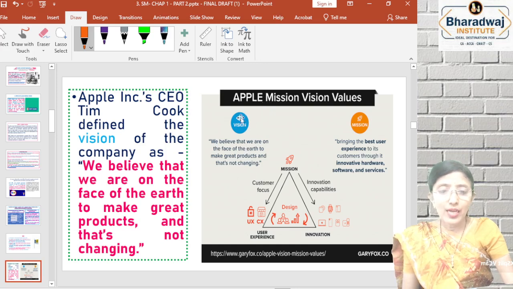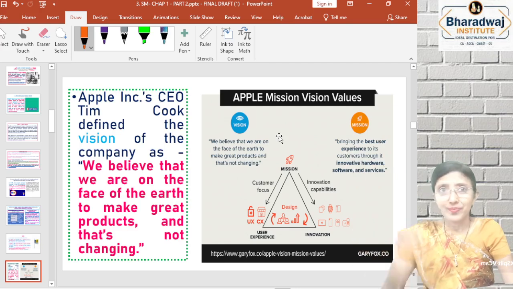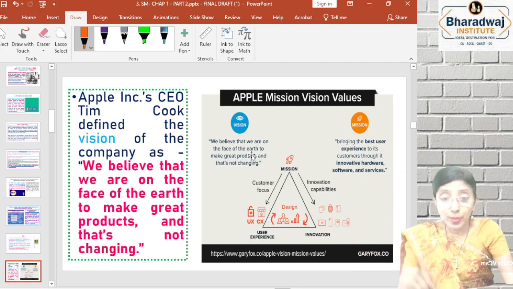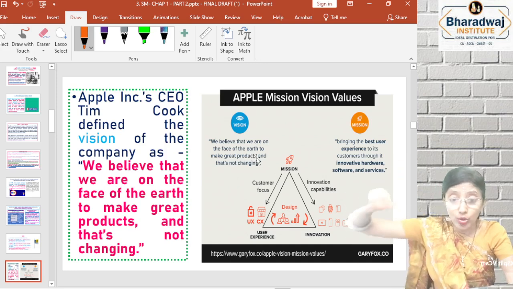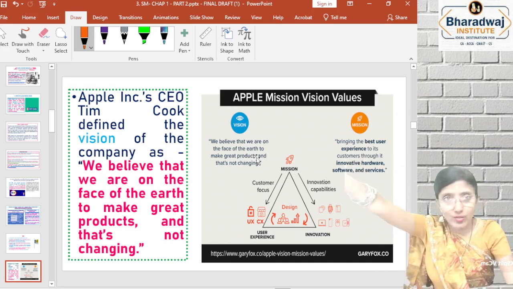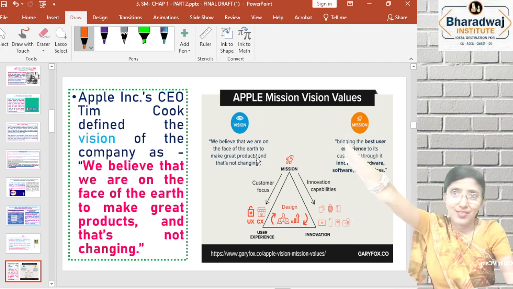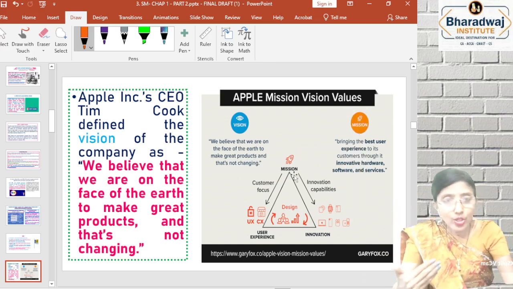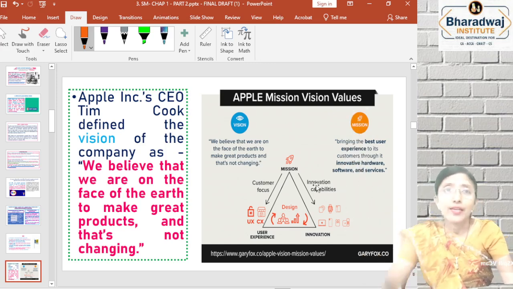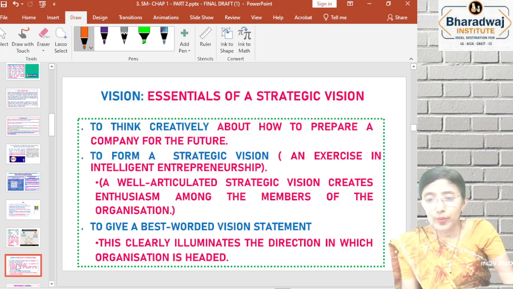Apple's mission, Apple's vision, both are given to you. Look at the vision. We believe that we are on the face of the earth to make great products, and that's not changing. And what is the mission? We give you the best user experience, innovative hardware, software and services. So this appears to be current and this appears to be future, as we saw in our example also. We are going to make great products in the world. So that is your vision. But currently, what are you doing? What is your goal? What is your ambition? Etc. Are you clear?